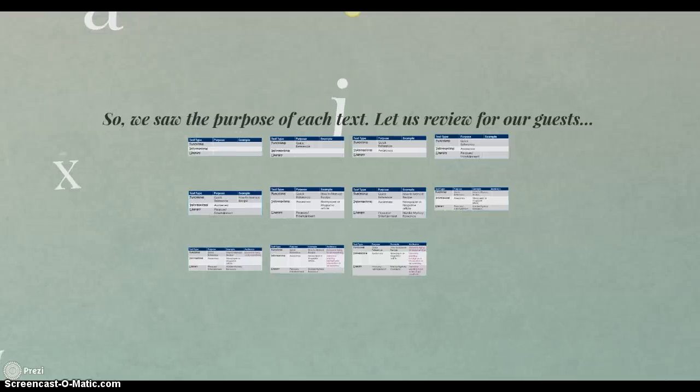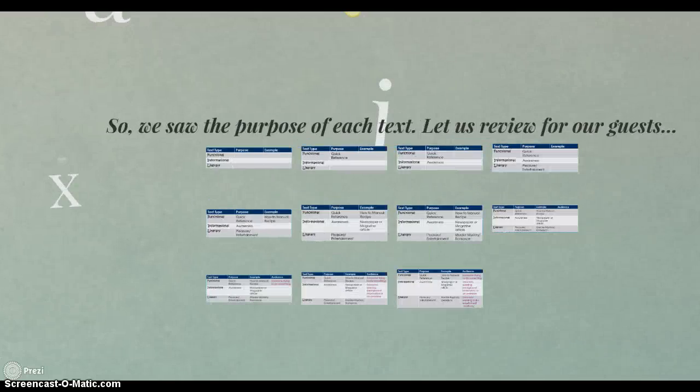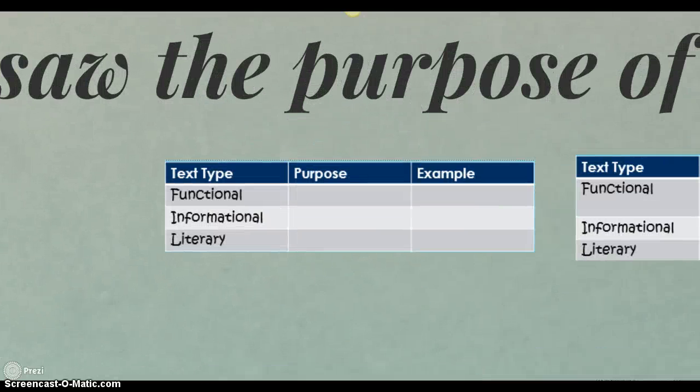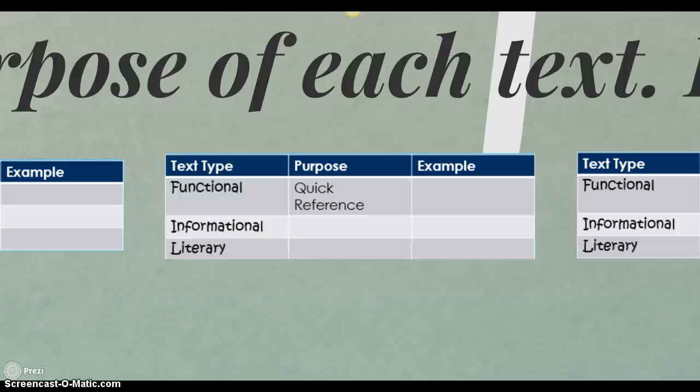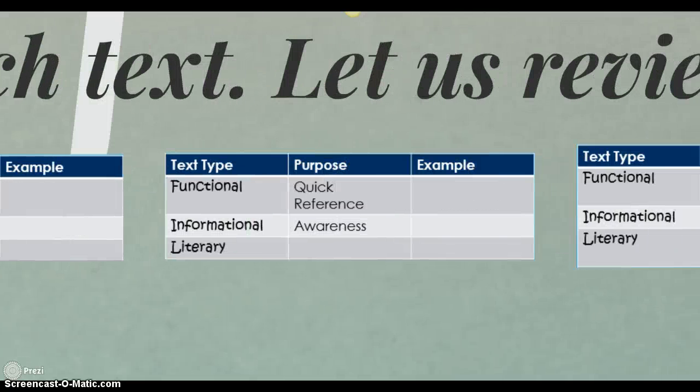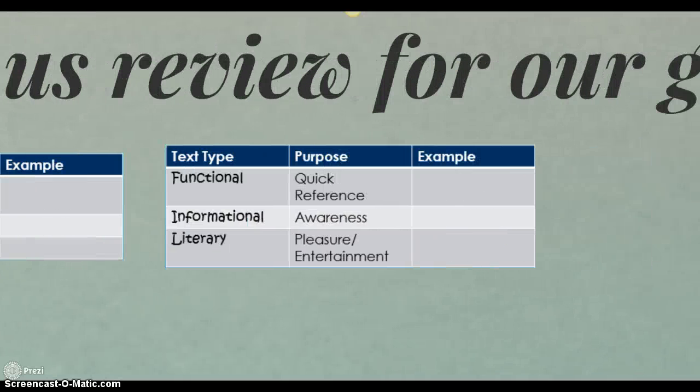So we saw the purpose of each text. Let's review for our guests. Here's a chart. We looked at functional, informational, and literary text. Let's see what the purpose is of each. We can hear from the students and from the guests, and we can create the chart. The purpose of functional text is for quick reference. Informational is awareness. Literary would be for pleasure or entertainment.